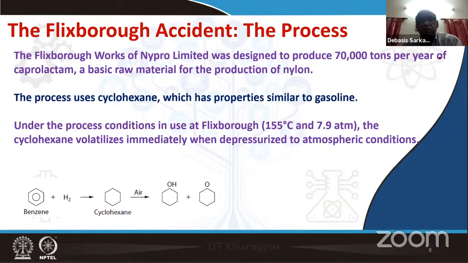The process followed at Flixborough was at a temperature of about 155 degrees Celsius and almost 8 atmospheric pressure. From this high pressure and high temperature, when the cyclohexane leaked, it volatilized immediately because it depressurized to atmospheric conditions.